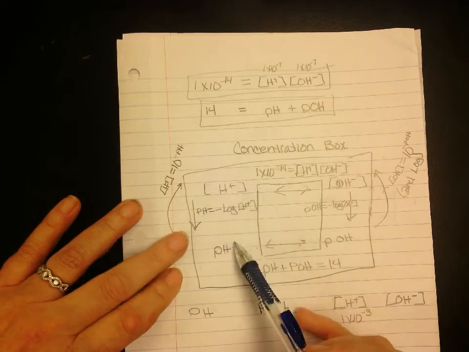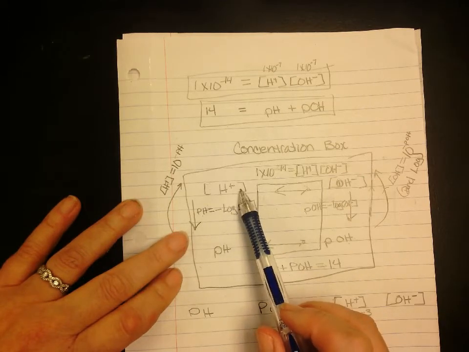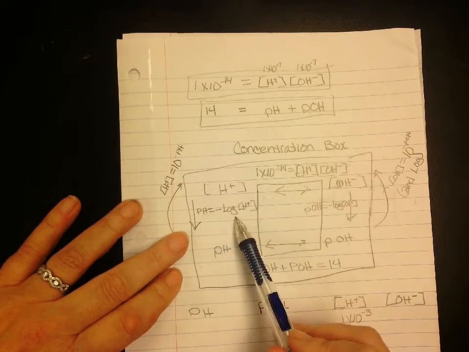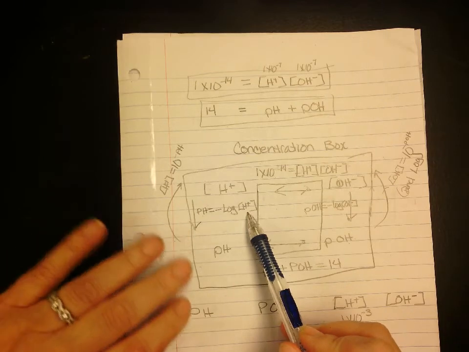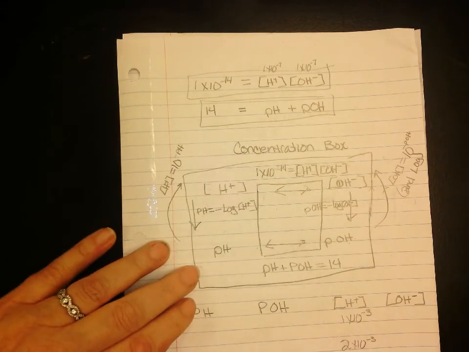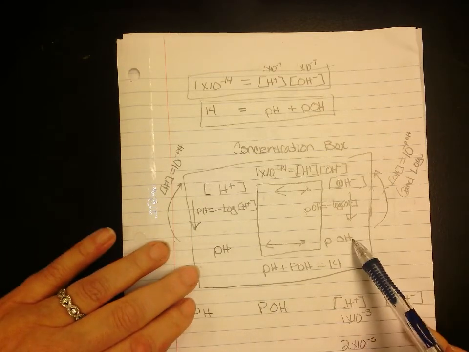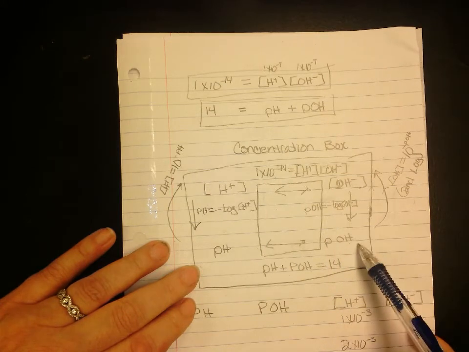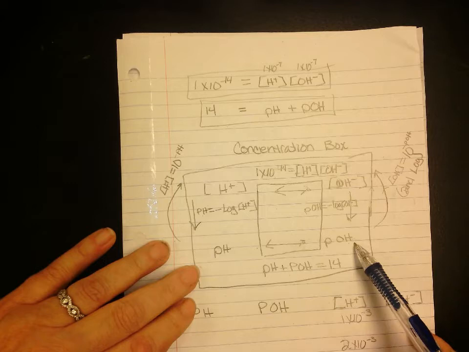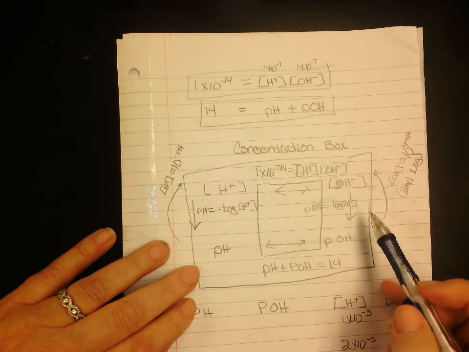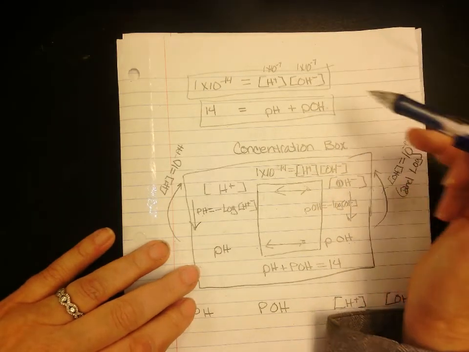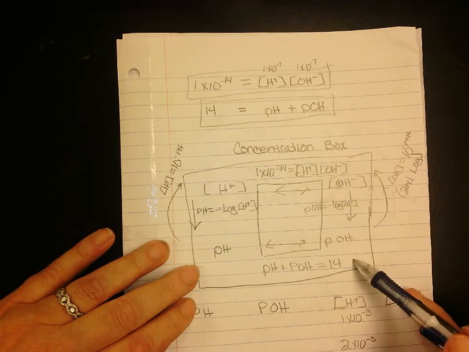Now when I go down, if I want to go from my hydrogen ion concentration to my pH, pH is the negative log of the concentration of my hydrogen ion or hydronium. If I want to find my pOH, pOH is the negative log of my OH concentration. Remember, check that with your calculator. Make sure that when you put in 1 times 10 to the negative 7th, you get a pH or a pOH of 7.